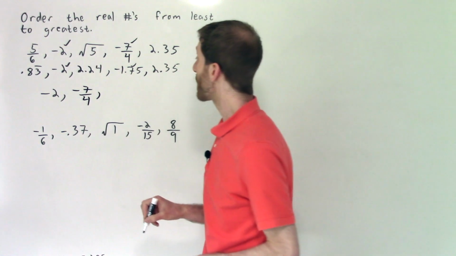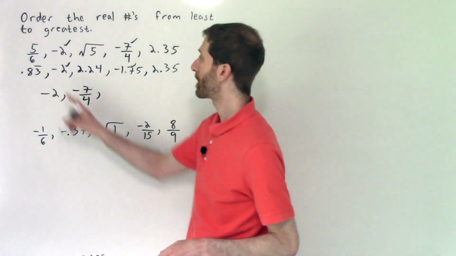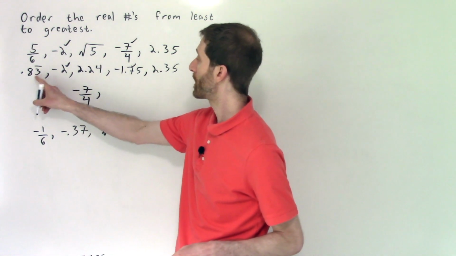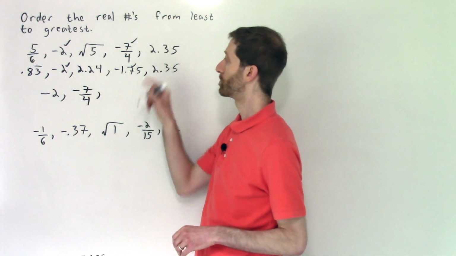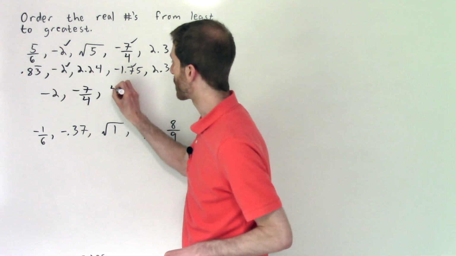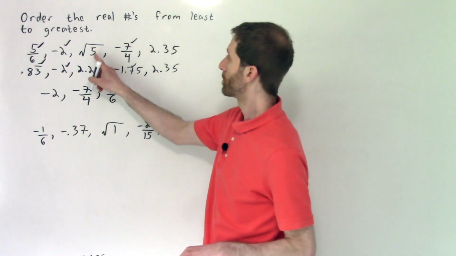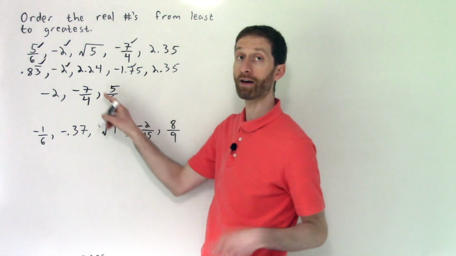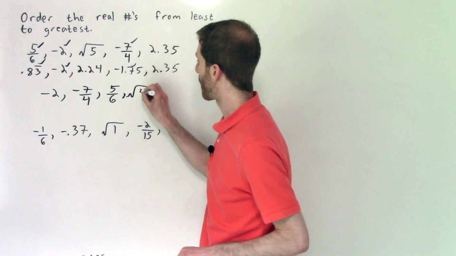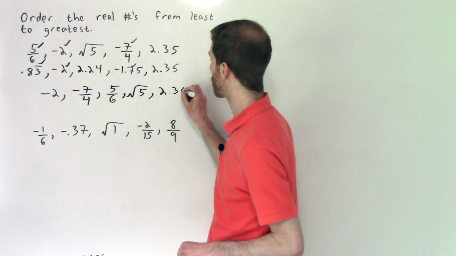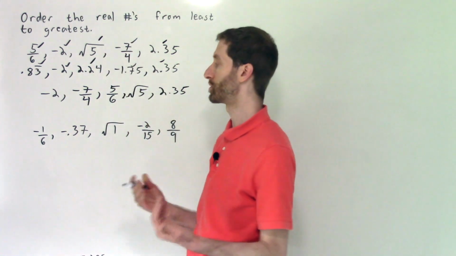Check, check. Next from here, I have no more negative numbers left. So the positive numbers, the least positive number is 5/6, because 0.83 repeating is definitely less than 2.24, roughly root 5, and 2.35. So that's going to be 5 over 6. Check, check. And then we're left with 2.24 and 2.35. Well, 0.24 is less than 0.35, so root 5 followed by 2.35. And now we've ordered everything from least to greatest. Notice how I'm checking off everything. That's just so that I don't double count something.